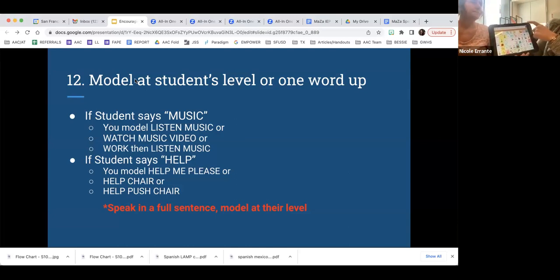If you have a student who's using three words regularly, well then you can play around a little bit more and model I like this book. And maybe I'll add a describing word. It's really funny. I like books funny. So notice I'm saying whole sentences, but I'm only modeling at the level of the child.